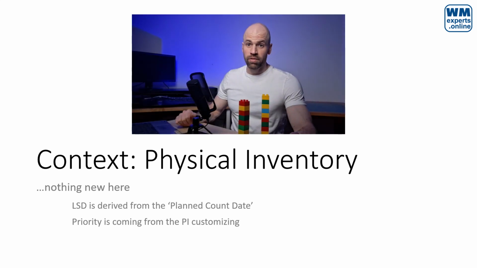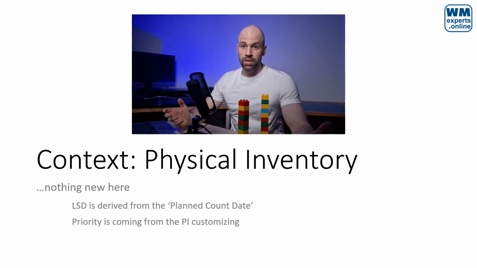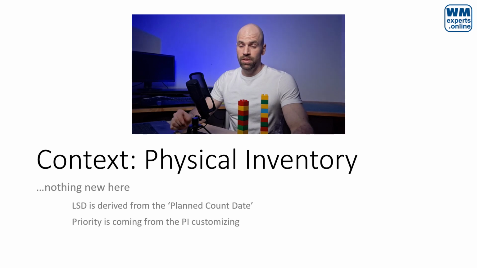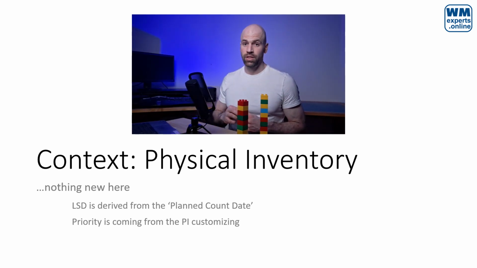Last point before we really wrap this up here is the physical inventory. And you know that for physical inventory documents, we always have warehouse orders holding the PI document items. And those warehouse orders are then processed by the resources while processing and counting the PI documents. And there is nothing new here. We are also using the LSD and the priority for sorting those warehouse orders in the queue. So same concept as for non-PI document warehouse orders. The only difference is the way of calculating the values which are used for the sorting.